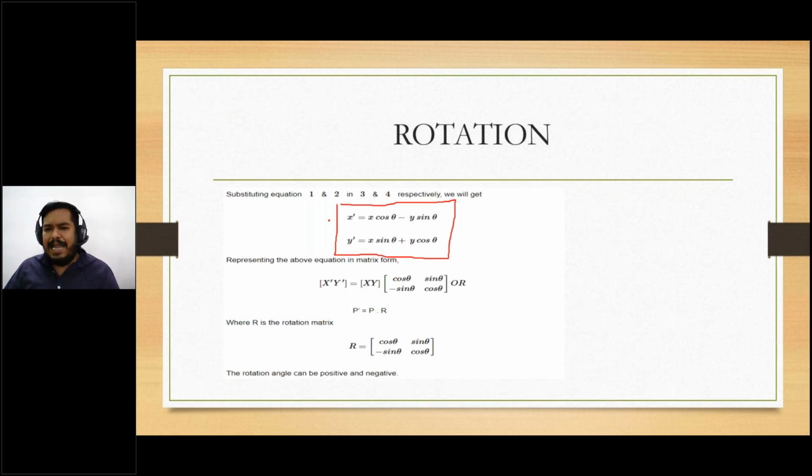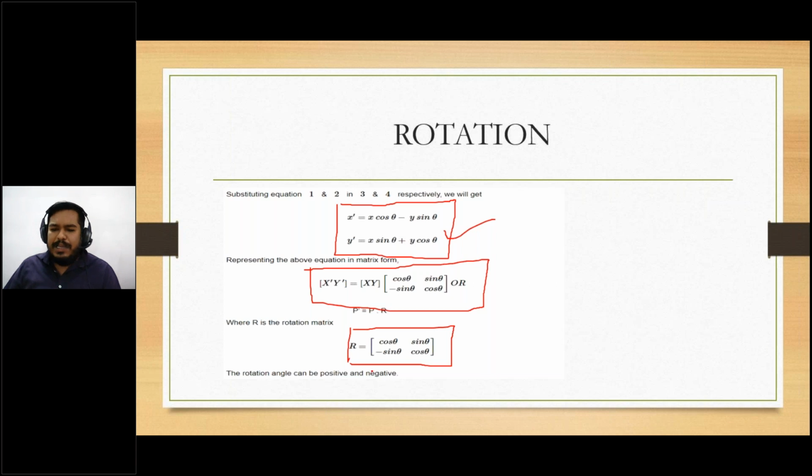If we write that particular expression in a matrix format, this is the matrix representation of that expression, which is also represented as p' = p · R. Finally, the rotation matrix that I am getting is this one, which I have included in my experiment. That logic has been completely implemented in order to pursue my research work. The rotation angle can be positive or negative. Anything can happen with a rotation angle.